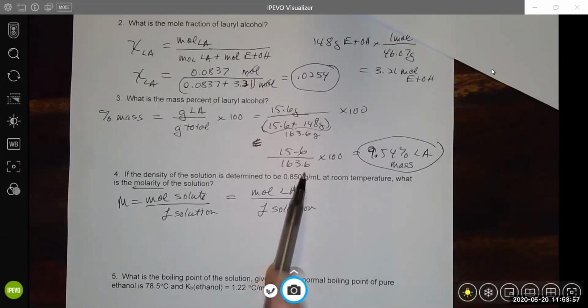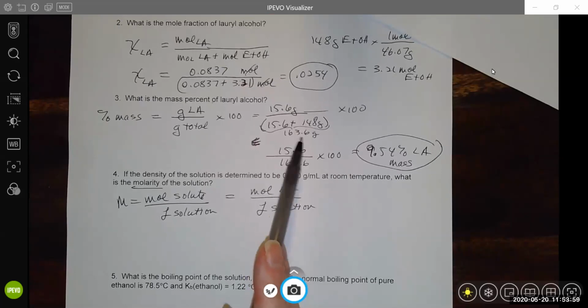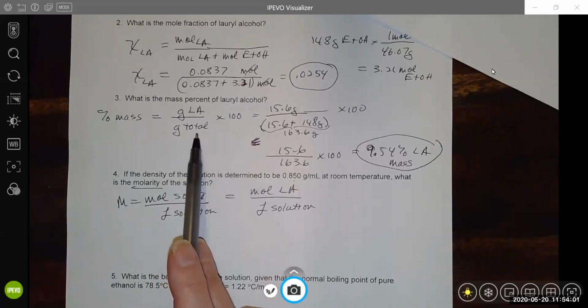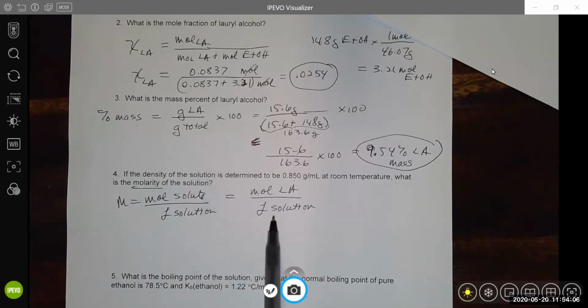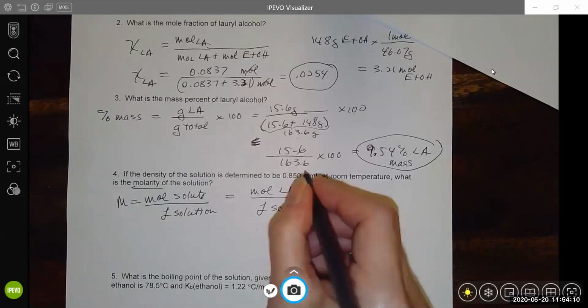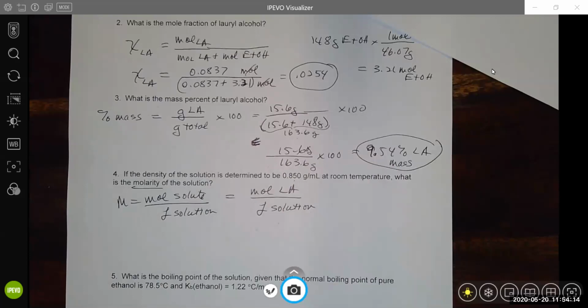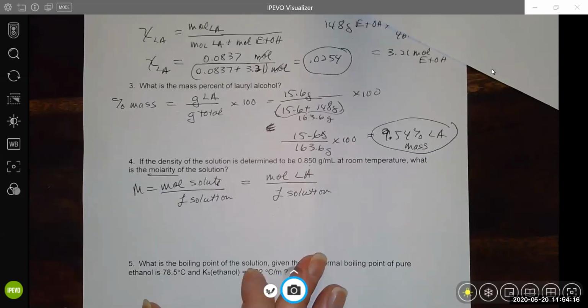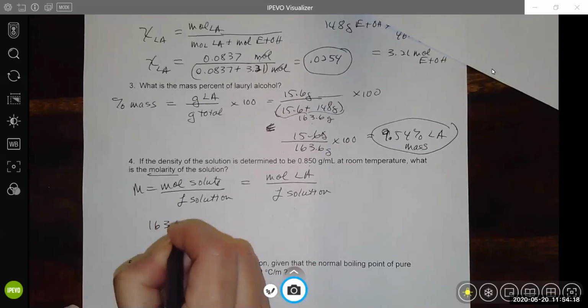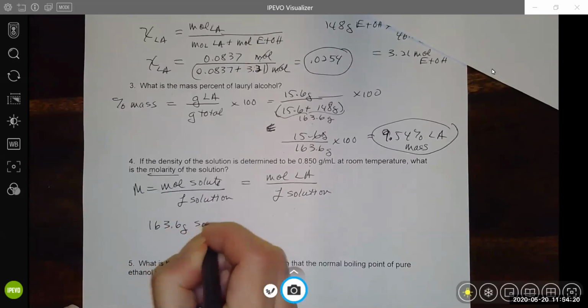But over here, I know how much the whole solution weighs, because this was the total of everything. The solution is just everything put together. So I can use the density to convert this grams here, this 163, I can convert that to liters. So that's what I'm going to do down here. 163.6 grams of solution.